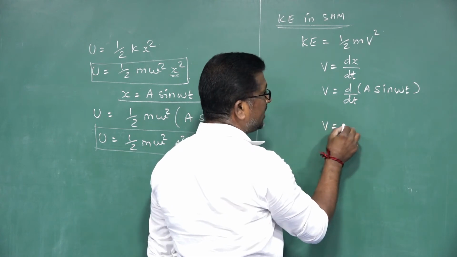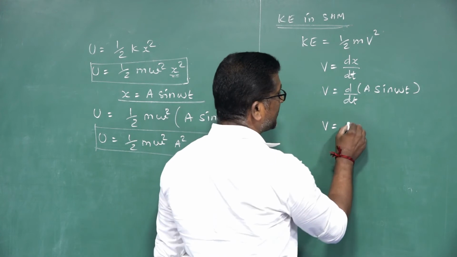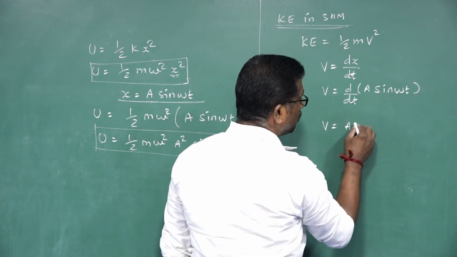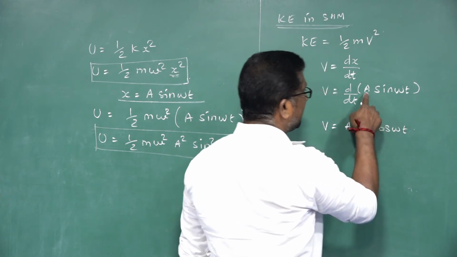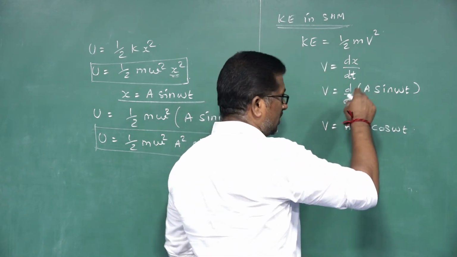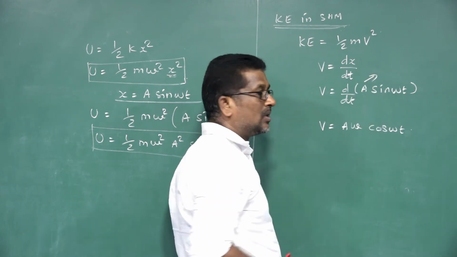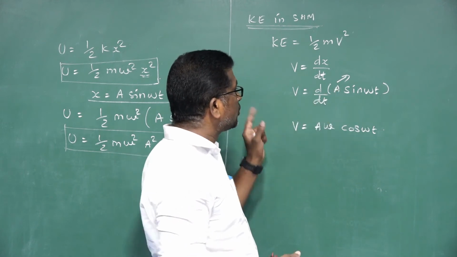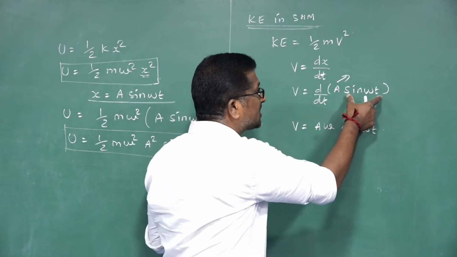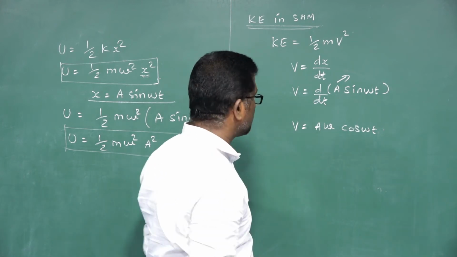Right, therefore v is equal to the differentiation of a sin omega t with respect to time, a into omega into cos omega t. A is constant. In the given simple harmonic motion, A is the amplitude, so the amplitude value is a constant. We can't differentiate it, so take it outside. d by dt of sin omega t gives omega into cos omega t.